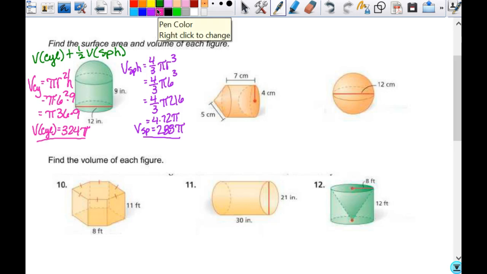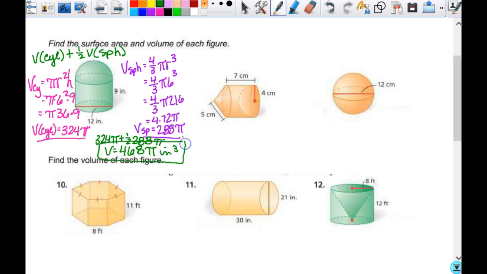Then I need to go back. I have my two pieces and do my plan. So this is 324 pi plus half of the sphere, which is 288 pi. So it's really 324 plus 144. It's going to be 468. So your volume is 468 pi inches cubed. Okay, so there's volume number 1.